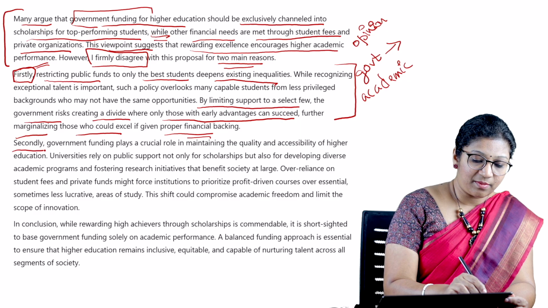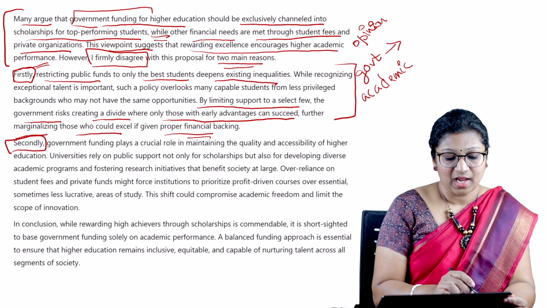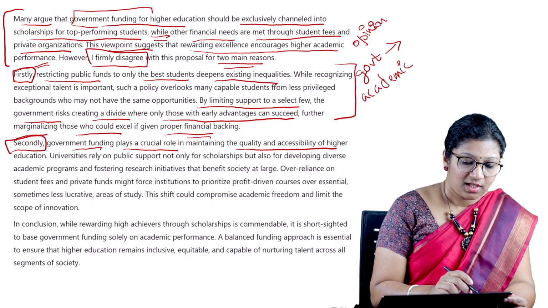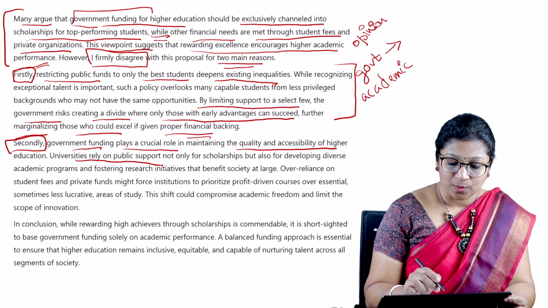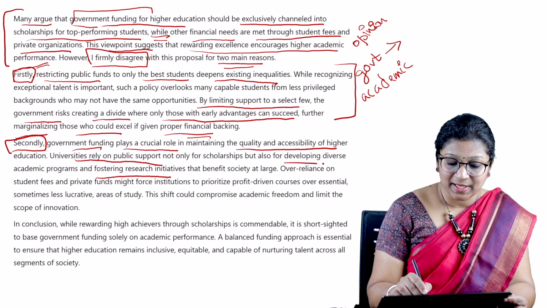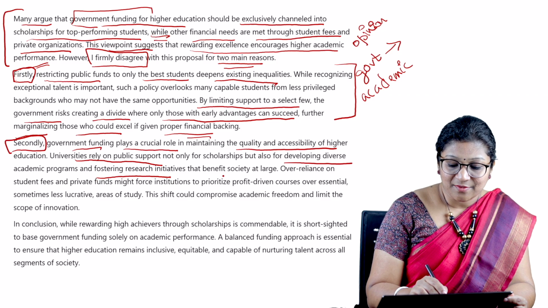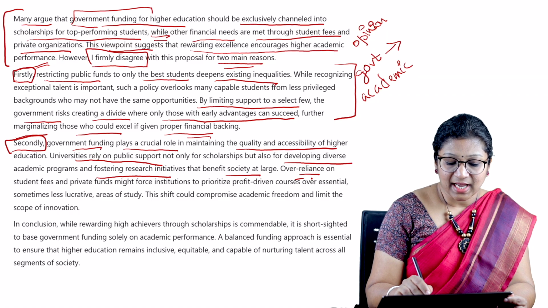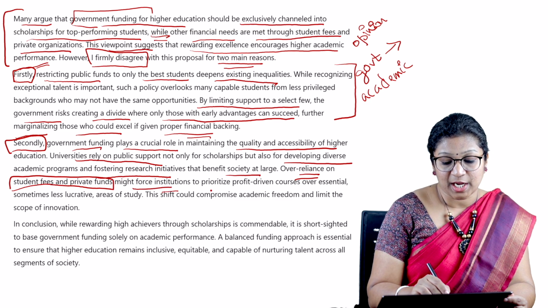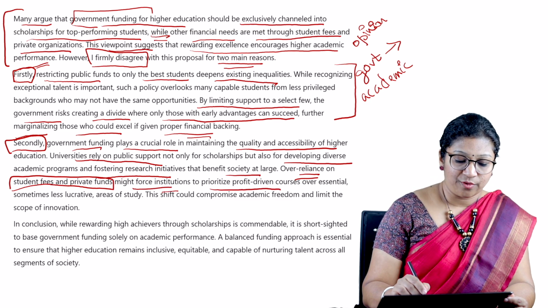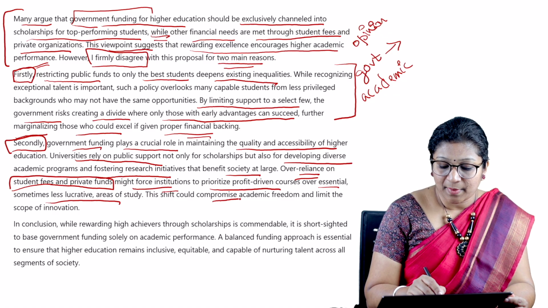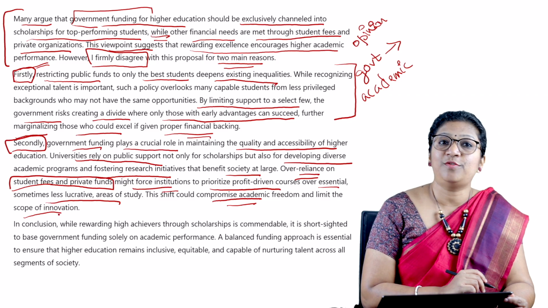Second body paragraph, I am giving my second reason, saying secondly, government funding plays a crucial role in maintaining quality and accessibility. Universities relying on public support, fostering research initiatives, developing diverse academic programs that benefit society at large, over-reliance on student fees and private funds might force institutions to prioritize profit-driven courses over essential, sometimes less lucrative areas of study. This shift could compromise academic freedom and limit the scope of innovation.